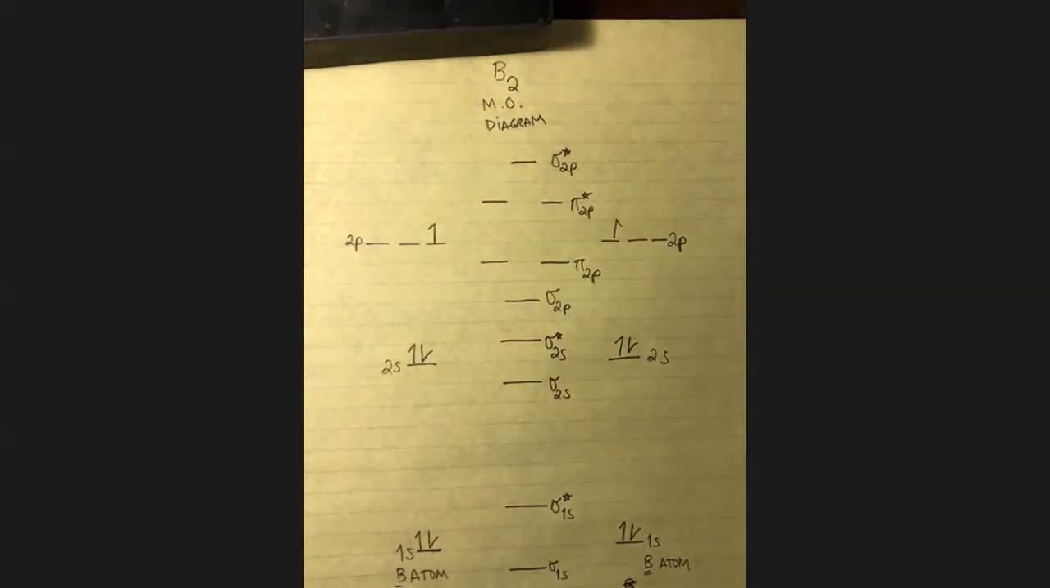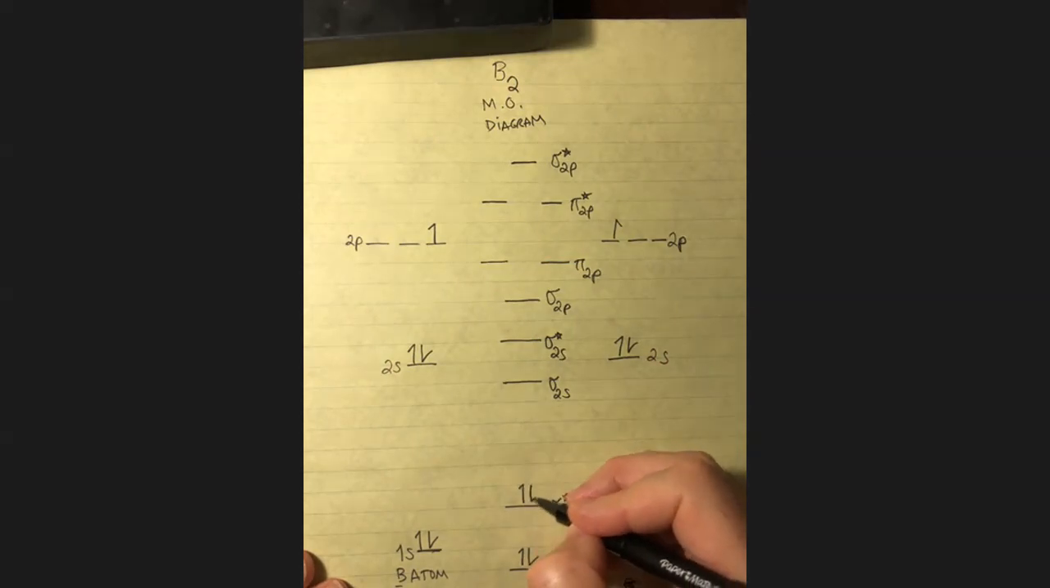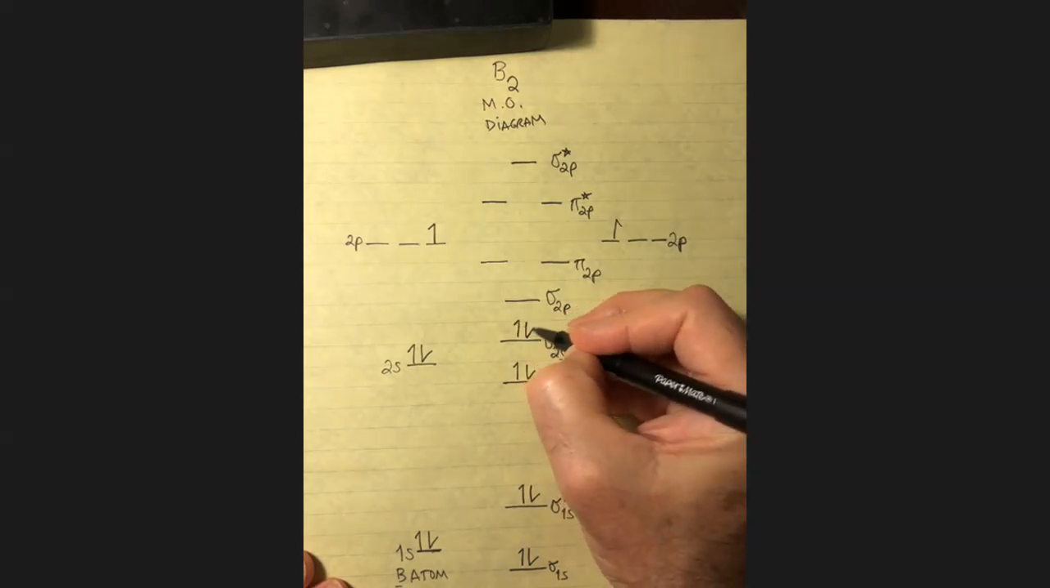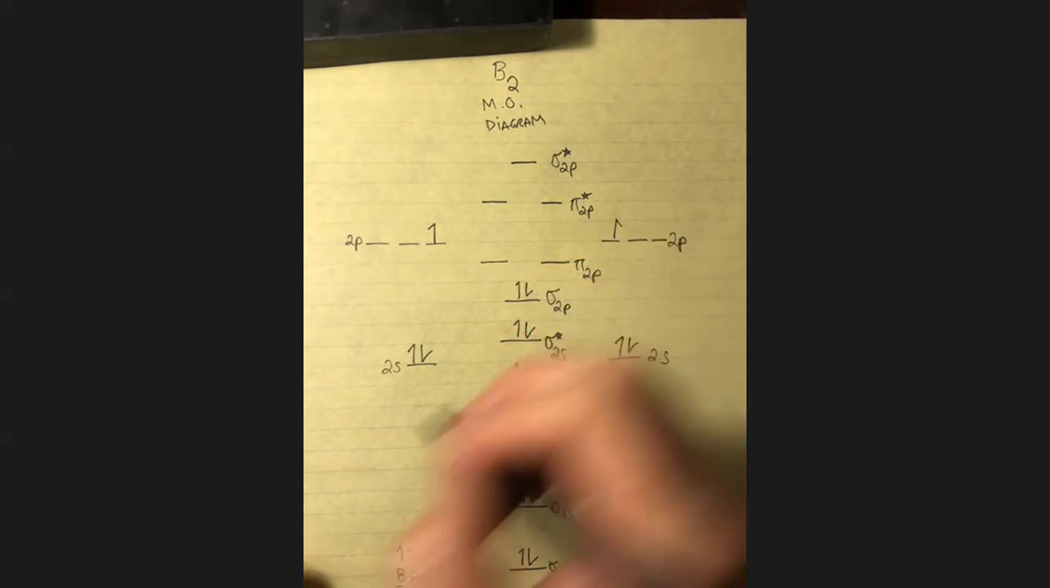And in this case, we're going to fill in not 16, but 5 times 2, 10 electrons. So I'm going to start here with sigma 1s, that's 2, 4, 6, 8, and 10. Okay, all 10 are there. So let's do our analysis here.